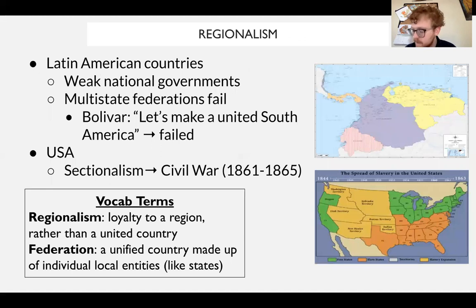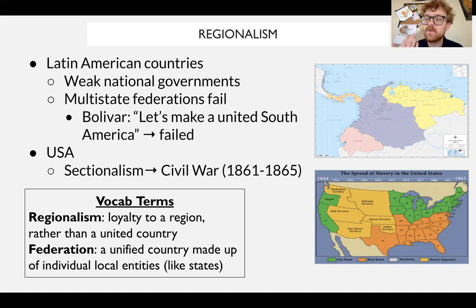But something else that we're seeing is the threat of regionalism. And what is regionalism? Well, it's loyalty to a region and not an entire country. So let's see a few examples of this. Well, in many ways, throughout Latin America, a lot of these early national governments are very weak compared to the colonial governments. Remember, Spain and Portugal directly ran these colonies. There was no real independence, autonomy that was given to these places. So these colonies were under the iron fist, you could say, of the Spanish, of the Portuguese. But now that's gone. How do we govern after they leave?